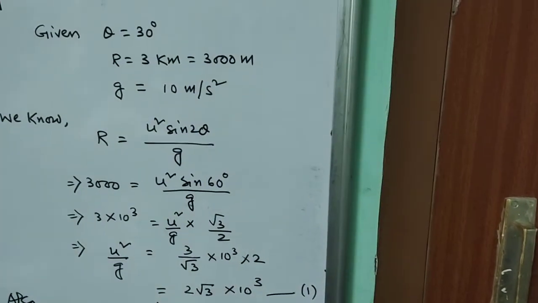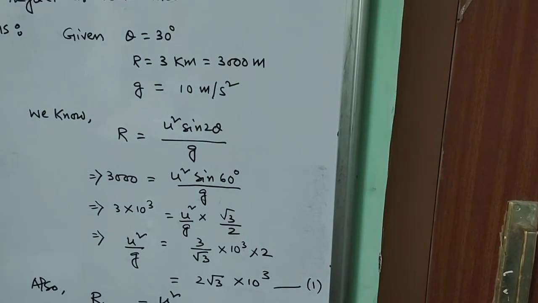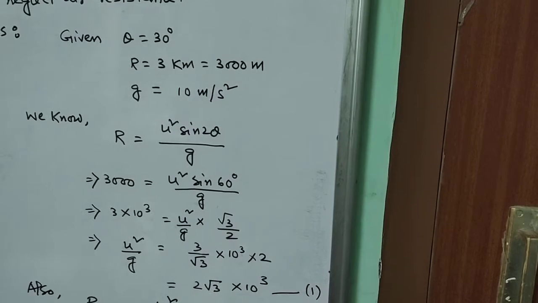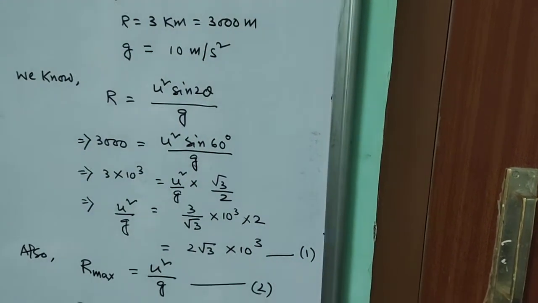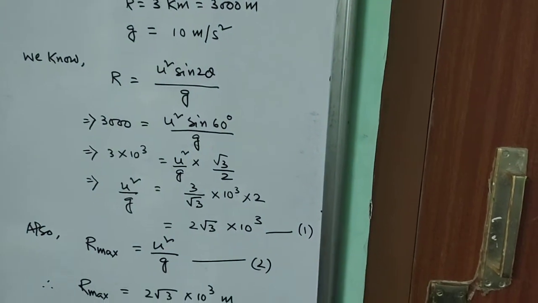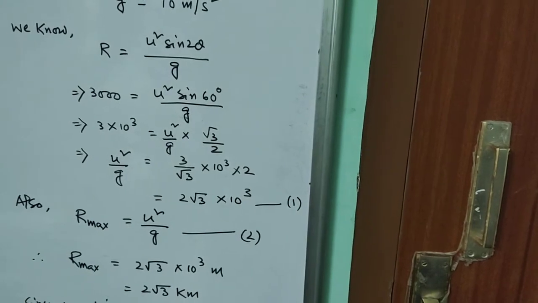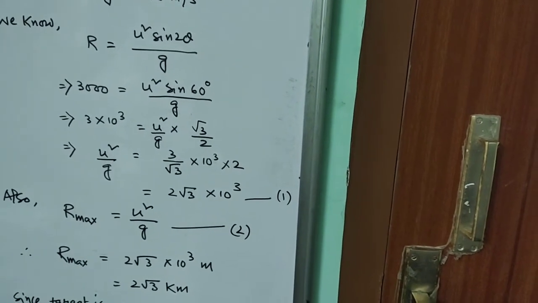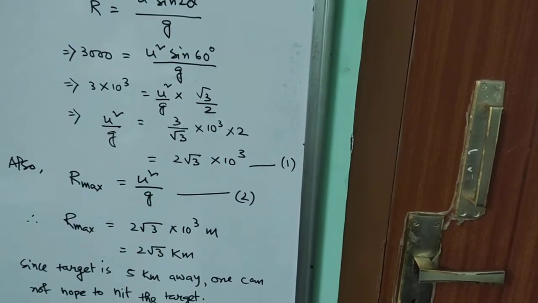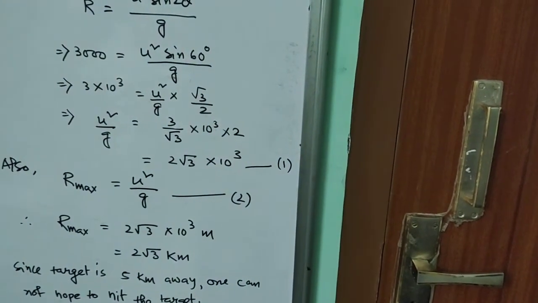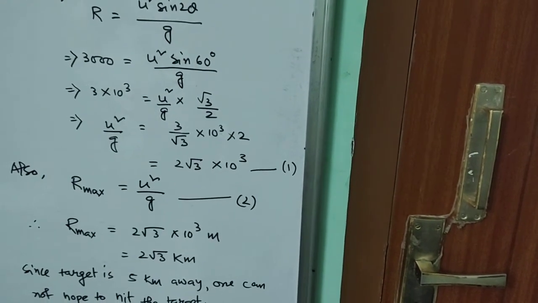Now the maximum value of R is what? Maximum value of R is u square by g under the condition when sine 2 theta is equal to 1. So R max we have written u square by g. This is number 2. So from 1 and 2 you can write R max equal to 2 root 3 into 10 to the power 3 meter, or 2 root 3 kilometer. So the maximum horizontal range with this parameter is 2 root 3 kilometer.